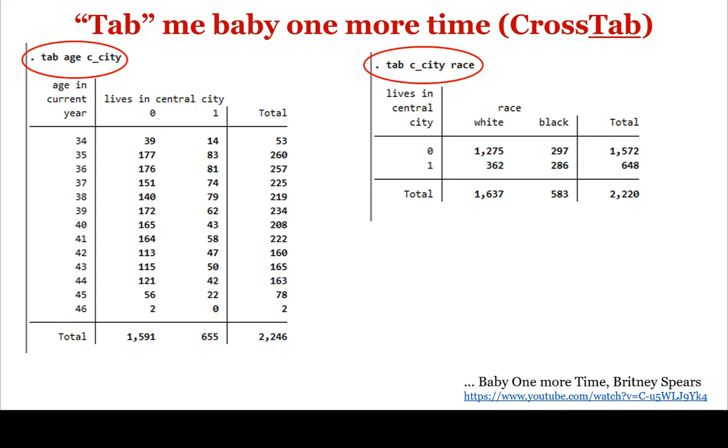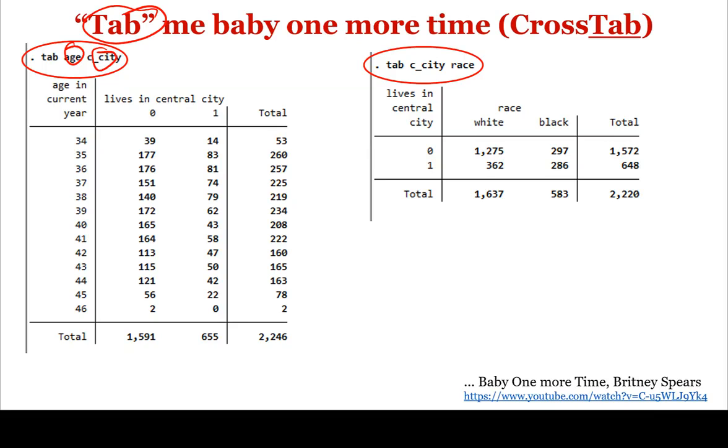The next one I really like is always the tab, and that one gets set up with just tab, age, and pick another variable. So, or in this case, pick two variables. So I picked age and whether they live in Central City. For me, I really like cross tabs because that gives me a little more connection in the variables.